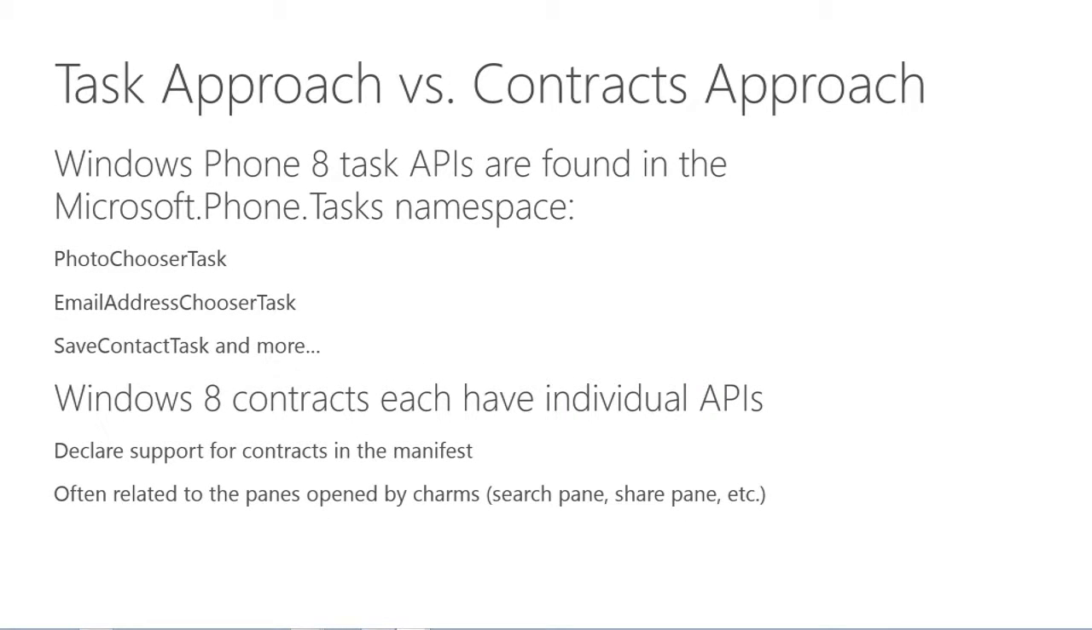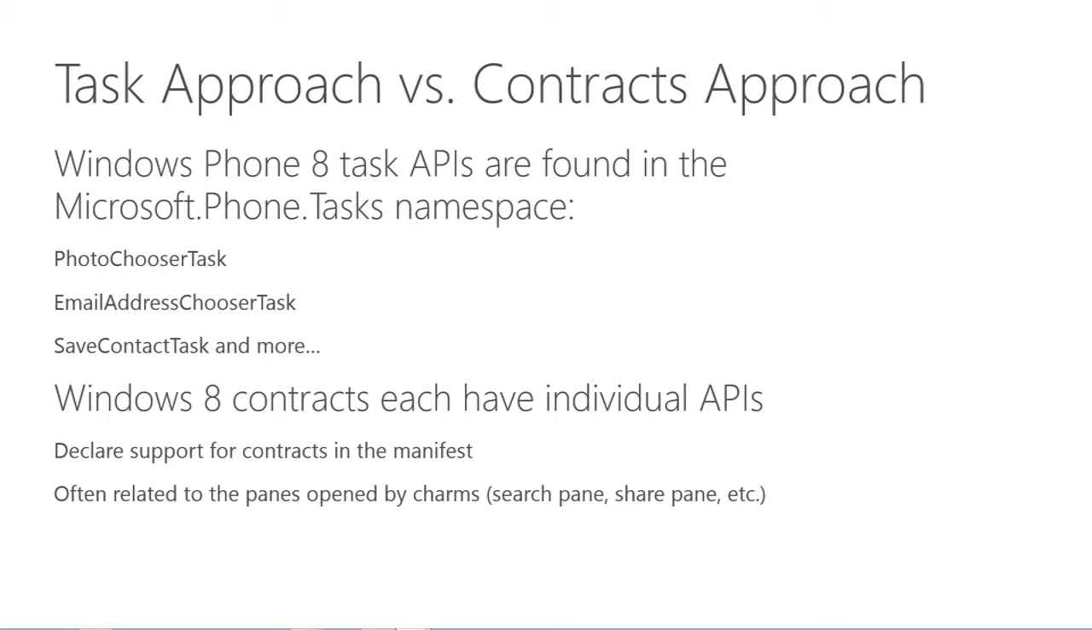So for the task approach, Windows Phone APIs are found in the Microsoft.Phone.Tasks namespace. So things like the photo chooser task, email address chooser task, save a contact task. There's a whole slew of them. There's probably 20, 30, maybe more tasks that are available. So between tasks and choosers, you have a bunch there.